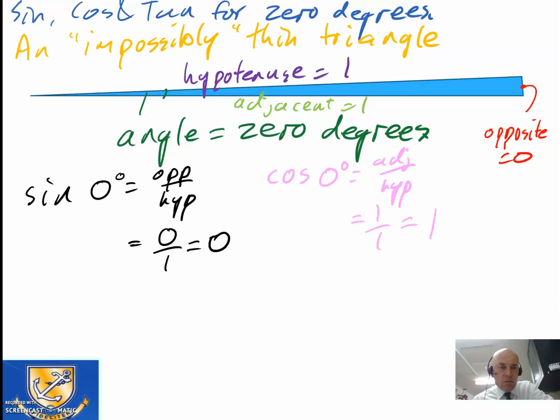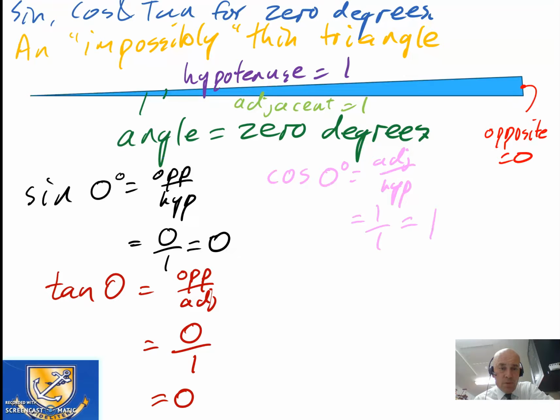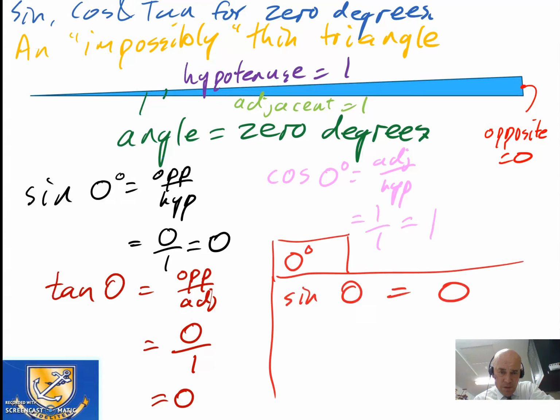The tangent of an angle is the opposite over the adjacent. And in this case, the opposite is 0 and the adjacent is 1, so it's 0 over 1, which is 0. And in summary, for 0 degrees, we get the sine is 0, the cos is 1, and the tan is also 0.